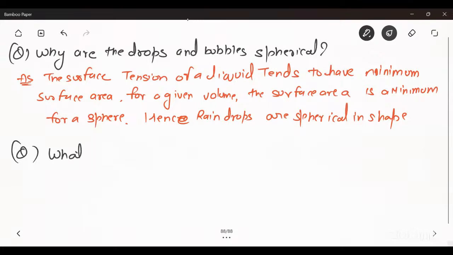Maybe this topic also comes in the excess pressure of a fluid, because this is based on the concept of air pressure outside and inside. So what is the Magnus effect? That is very important from your exam point of view. Magnus effect. So remember this question.